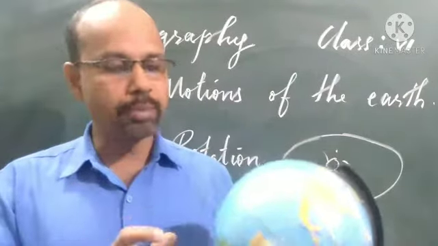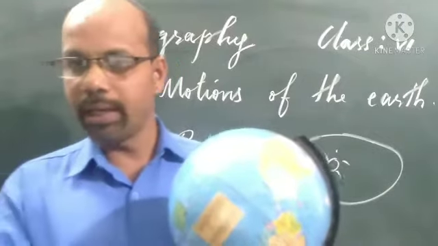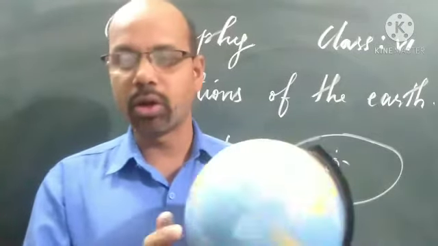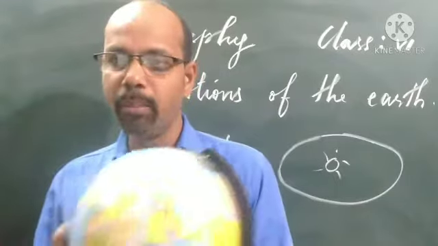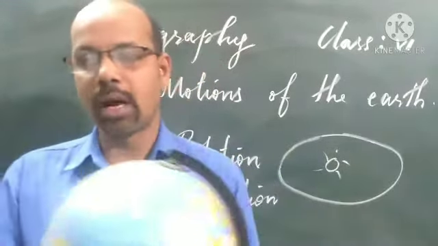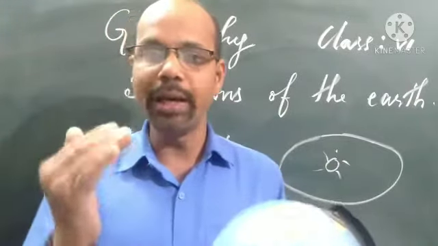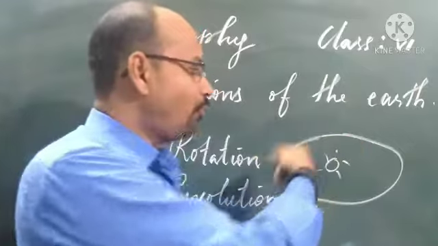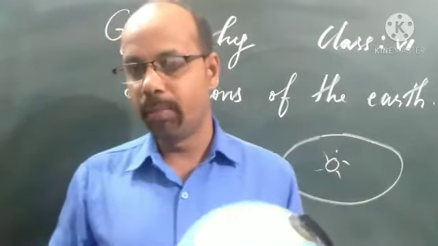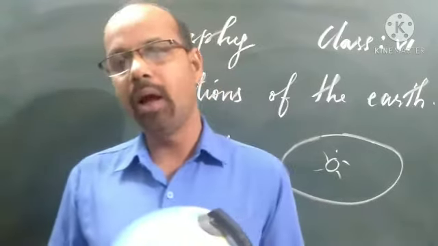So two types of movements of the earth. The earth moves around its axis, that is called the rotation. At the same time, along with the rotation, the earth moves around the sun also, in a fixed path. It does not change its way or the directions. So these are the two types of movements, rotation and revolution.